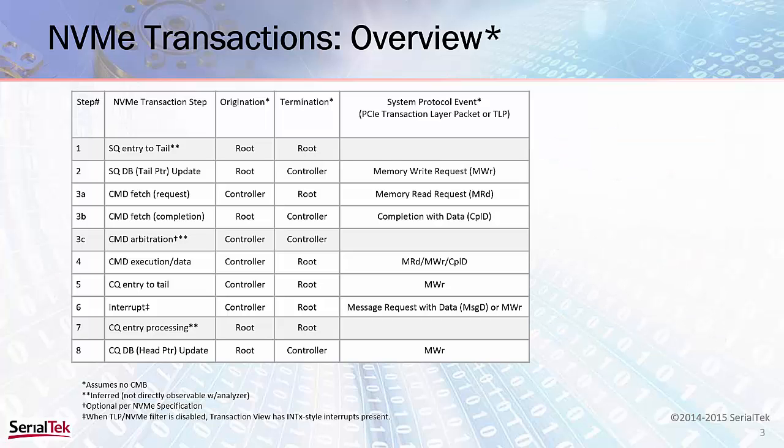The second step in an NVMe transaction is a submission queue doorbell. This is sent from the root to the controller to let the controller know that new commands are available to be arbitrated and executed. When ready, the controller initiates a command fetch. This command fetch is answered by the root with the command fetch completion. And this gives the command and all the relevant information to the controller so that that command can then be arbitrated and then, in step 4, executed.